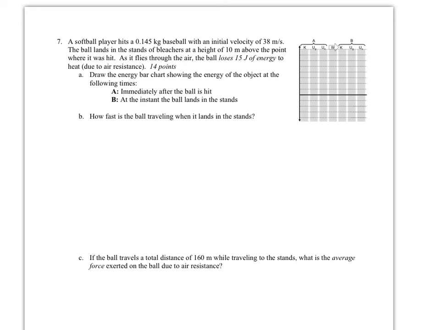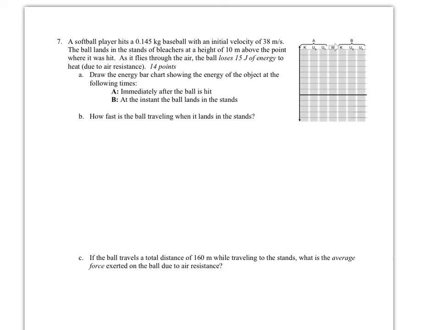All right, moving on to our final problem here. We have a softball player who hits a ball with an initial velocity of 38 meters per second. It lands in the stands of bleachers at a height of 10 meters above the point where it was hit. And as it flies through the air, it loses 15 joules of energy due to heat from air resistance.